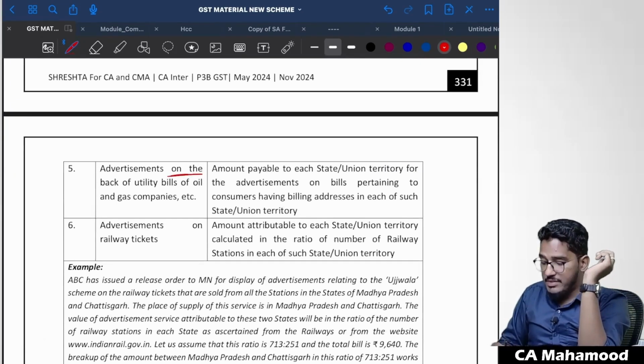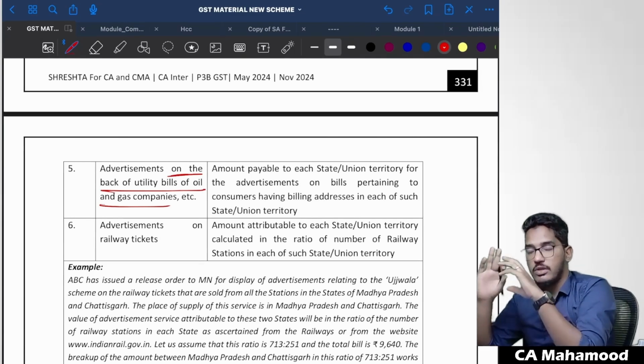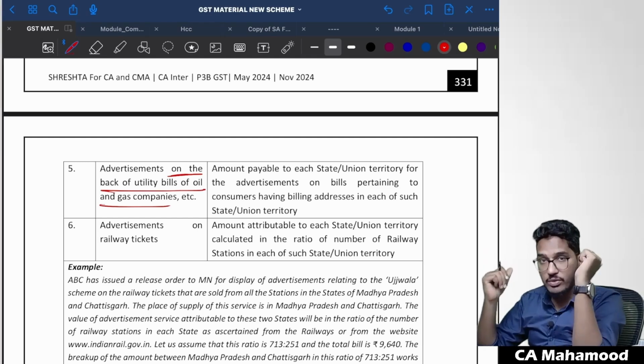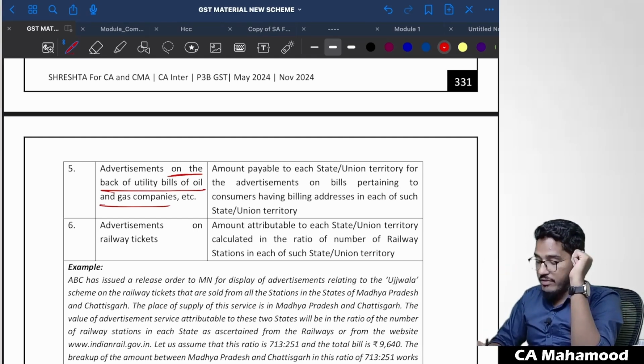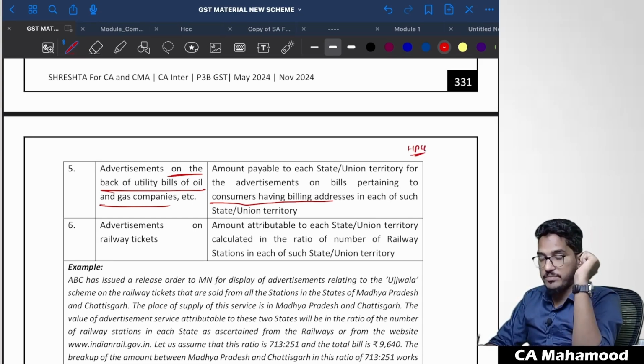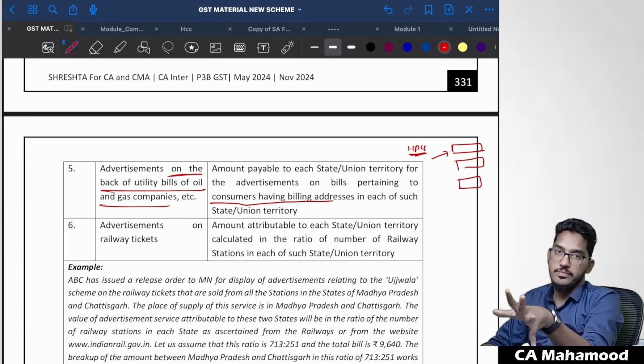Next one. Advertisement on the back of utility bills of oil and gas companies. On the back of gas company bills also, advertisement of the government will happen. In that case, how to divide, sir? You have to divide it on the basis of the number of customers having a billing address in each state. For example, on the back of HPCL bills, the government is doing advertisement. Now this HPCL has customers in different states. They have to determine how many customers are there in each state. On the basis of the number of customers, you have to divide the value.